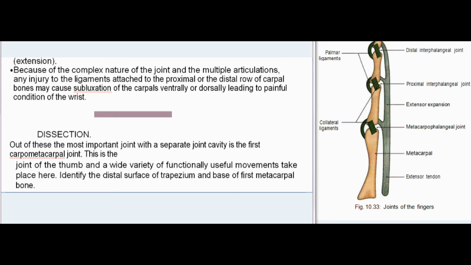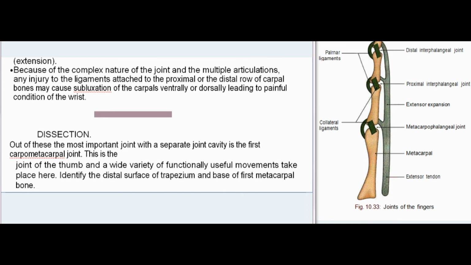Because of the complex nature of the joint and the multiple articulations, any injury to the ligaments attached to the proximal or the distal row of carpal bones may cause subluxation of the carpals ventrally or dorsally, leading to a painful condition of the wrist. Dissection.